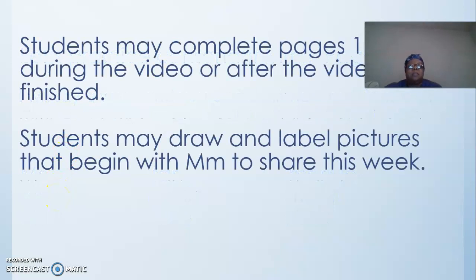Next, it says students may complete pages 16 through 17 during the video or after the video is finished. Students may draw and label pictures that begin with M to share this week. So you can get paper and draw pictures of things that start with M, and then hopefully we'll have a chance to share our pictures with each other. If you know how to write, try to sound out the words that you draw for your picture this week. You might think of things in your house that start with M, maybe foods that start with M. Think about people in your family whose first letter starts with M as well.